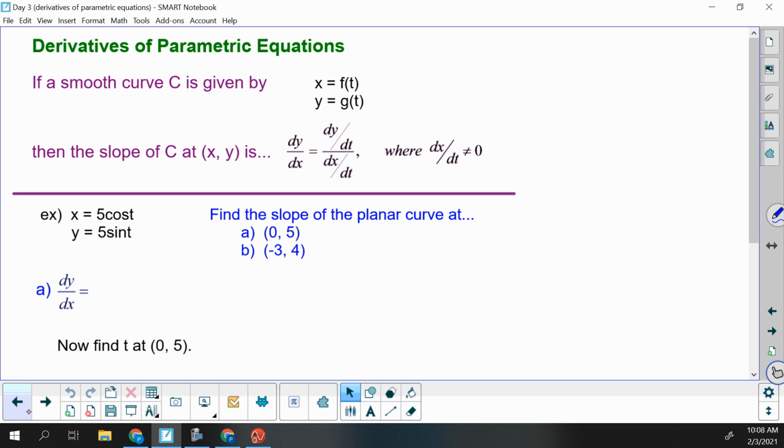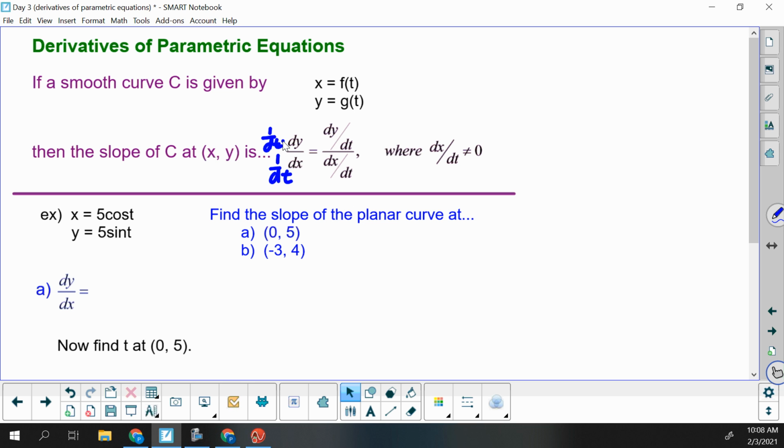So we're doing derivatives of parametric equations. If you have a smooth curve, the parametric equation, x can be determined by some function in terms of t, f of t, and y can be determined by some function g of t. Well, if we want to find dy over dx, imagine we multiplied each of these by 1 over dt. Well, now that becomes dy over dt over dx over dt.